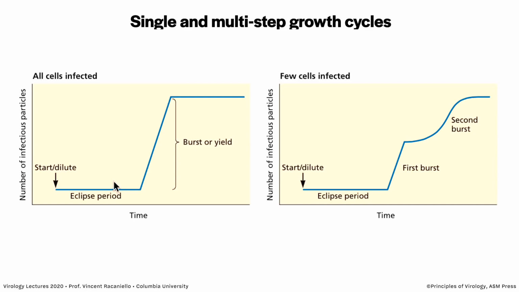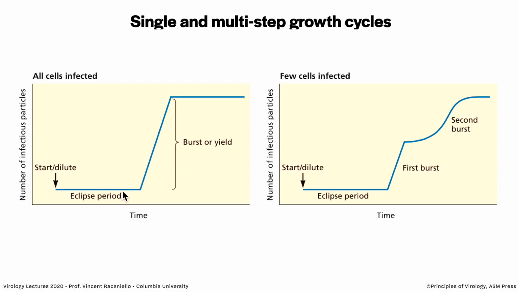And so what's the result? This is the growth cycle. So here on the left is what we call a single step, because we have infected all the cells. And how you know that, I'll tell you in a moment. And then we're plotting on the y-axis the number of infectious particles, PFU per mil, and time is on the x-axis. So you infect your cells, and then you dilute the culture and start the incubation. And you take time points here. And for a while, you don't see any new virus being made.